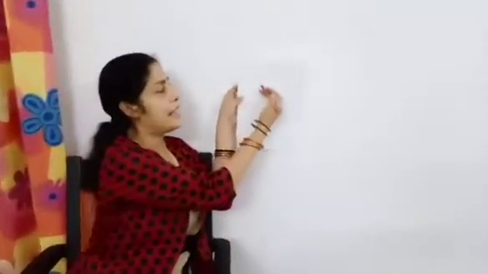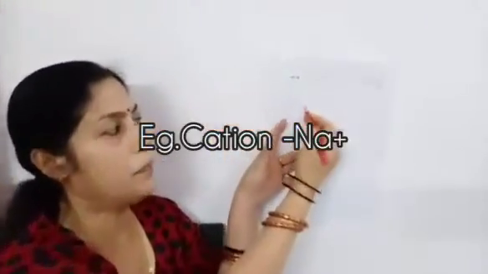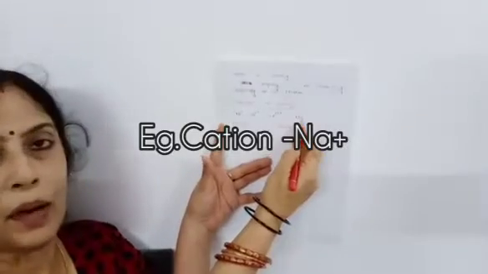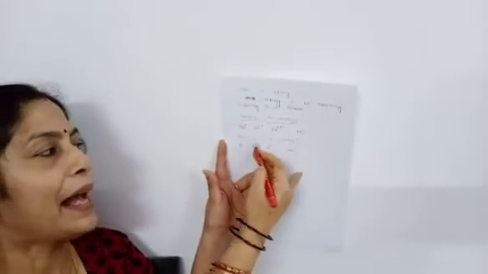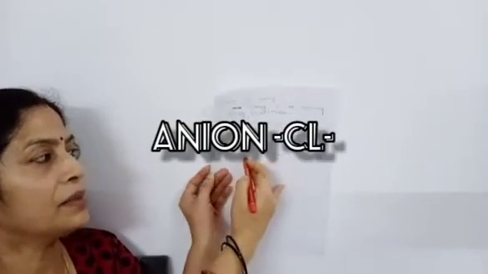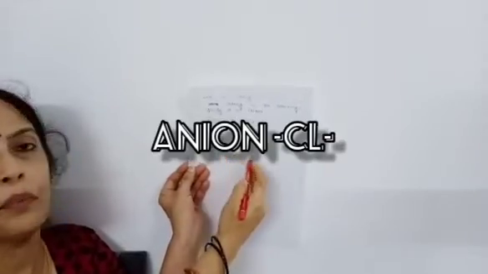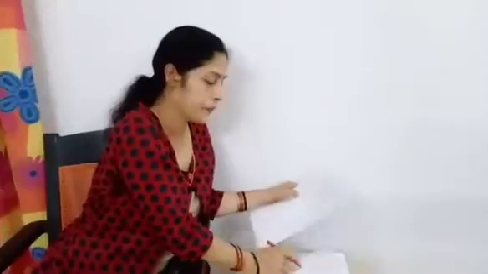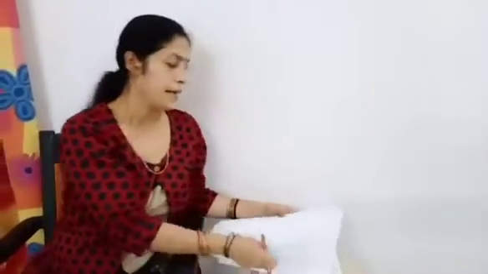Examples of some cations are Na+, Ca++, Cr++, etc. Anions are Cl-, Br-, O2-, etc. They are also called univalent, divalent and trivalent. Elements having valency 1 are called univalent.